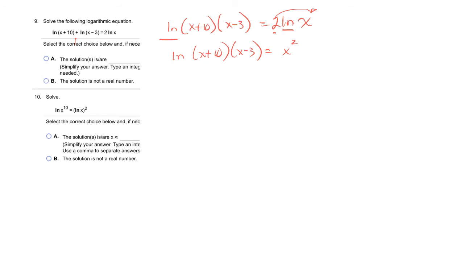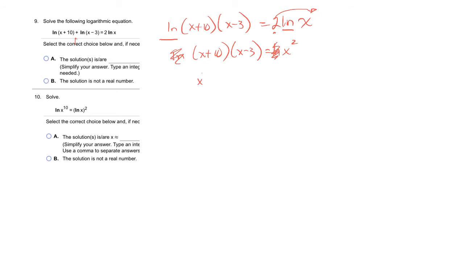This next one, same question. Interesting. Same question. This time it's an addition, and so it'd be the ln of the product of x plus 10 times x minus 3 is equal to 2 ln of x. Now, I do have a ln on both sides, but this 2 is bothering me out front. I can use the power rule to put that back up as an exponent. So it'd be ln of x plus 10 times x minus 3 is equal to ln of x squared. Ln on both sides, so I can drop those.